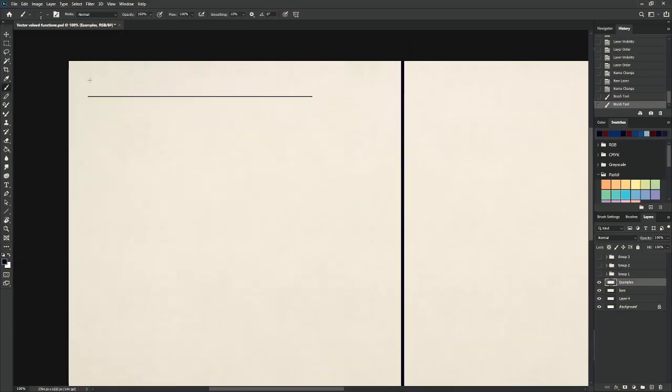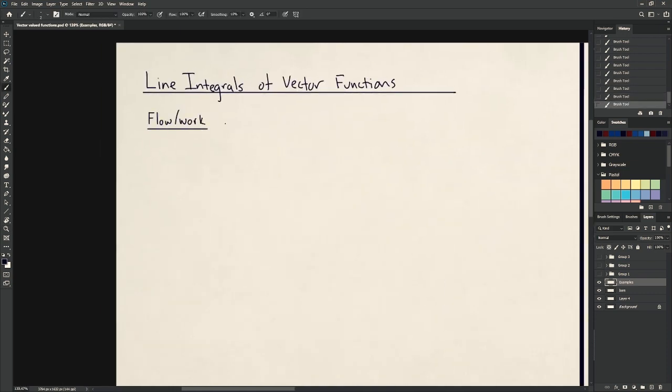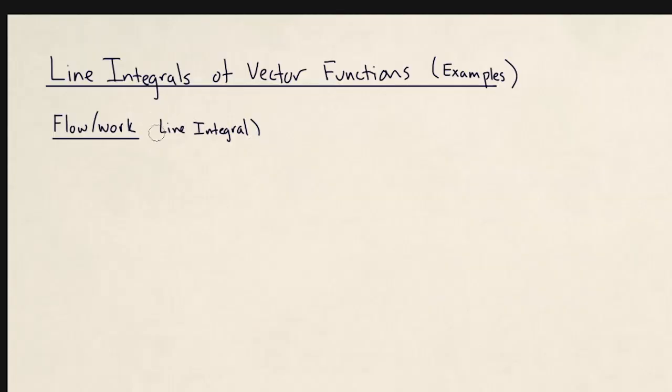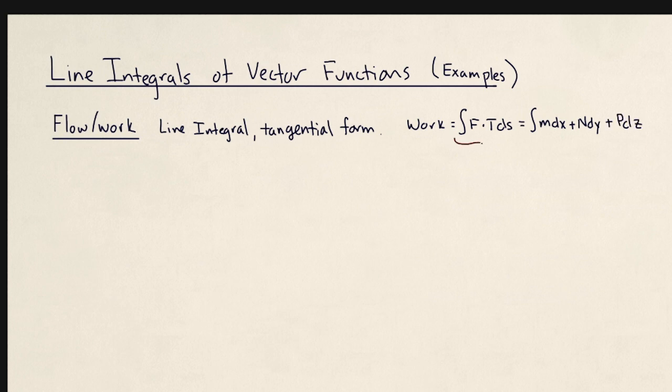I'm going to calculate the line integral of some vector valued functions. If you're ever just asked to calculate a line integral, they always mean flow or work, which is also the tangential form. The definition is to project the vector field onto the unit tangent vector to the path, but that doesn't really help you calculate the answer to a problem, so you're going to use the differential form if you're ever trying to work out an actual example.